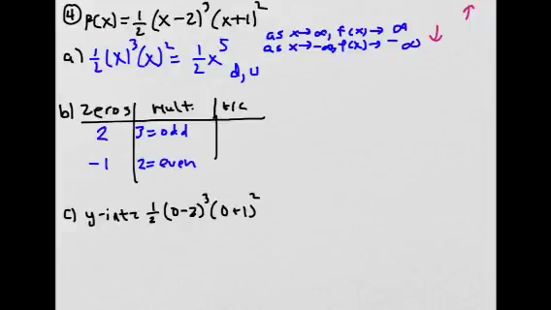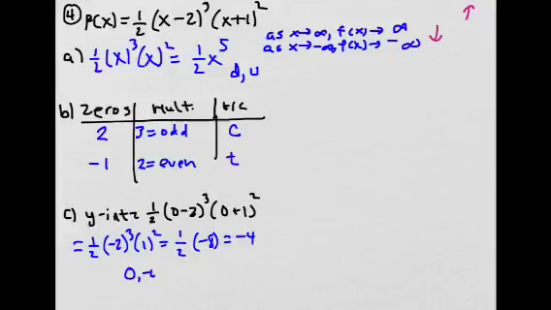So the graph is going to cross at (2, 0), and it's going to be tangent at (-1, 0). Okay? So now we're going to find the y-intercept. It's already set up for you, so it's 1/2 times the quantity (0 minus 2) cubed times the quantity (0 plus 1) squared. So 1/2 times -2 cubed and 1 squared. Well, 1 squared is 1, and -2 cubed is -8. So that gives me -4. So (0, -4) is my y-intercept.